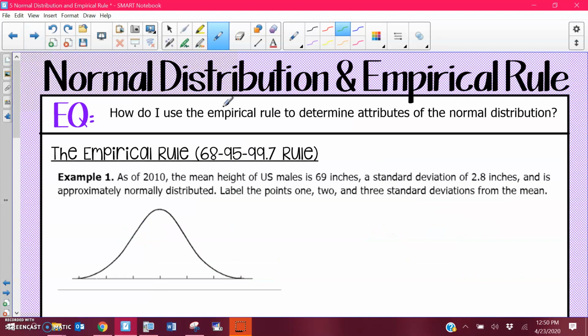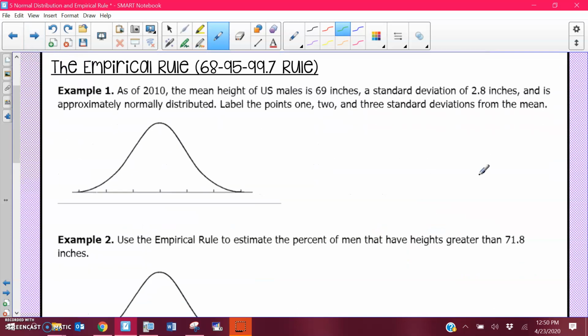Okay, looks like we're going back to the height of dudes. As of 2010, the mean height of US males is 69 inches, with a standard deviation of 2.8 inches, and is approximately normally distributed. That is the most important thing they said. It is approximately normally distributed. We couldn't use this bell curve if we didn't know that it was normally distributed. So we're going to label all of the points on this normal distribution.